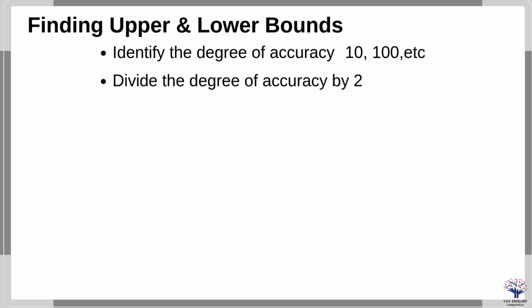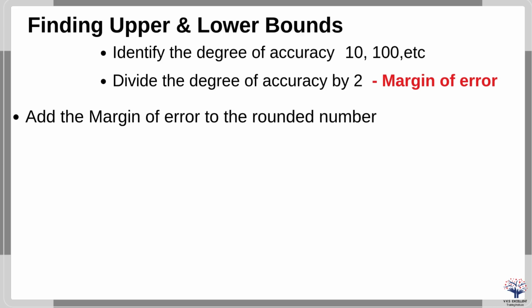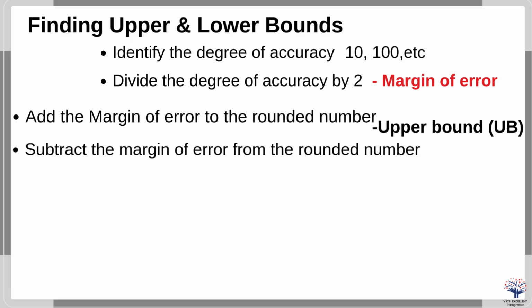Once you know the degree of accuracy, divide it by 2 to find the margin of error. For example, if a number is rounded to the nearest whole number, the margin of error is 0.5. Add the margin of error to the rounded number to calculate the upper bound. Subtract the margin of error from the rounded number to calculate the lower bound.